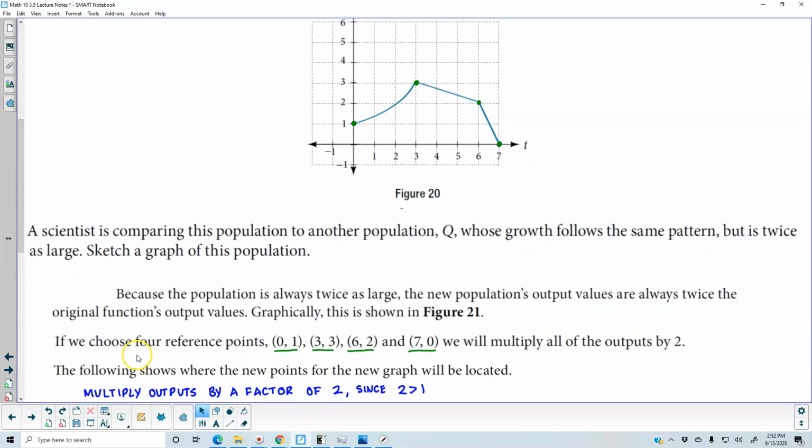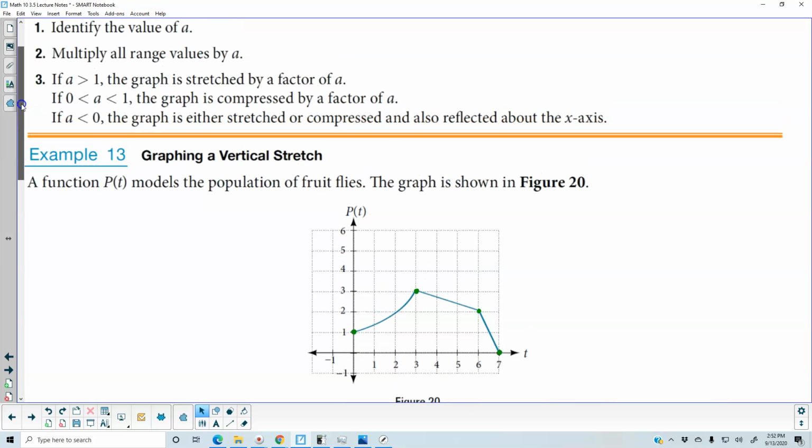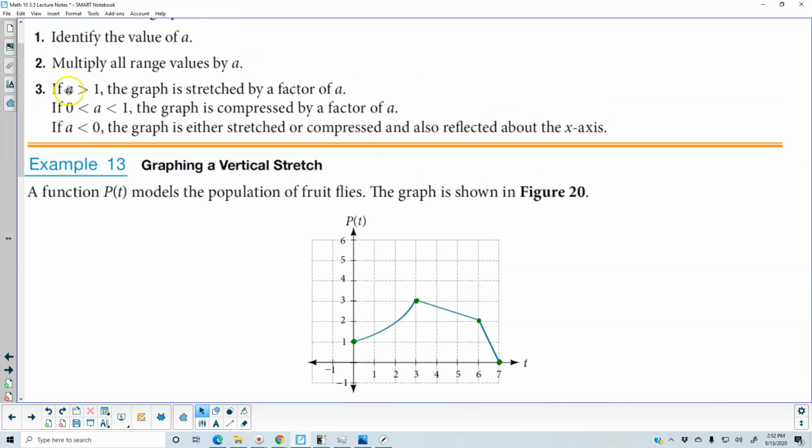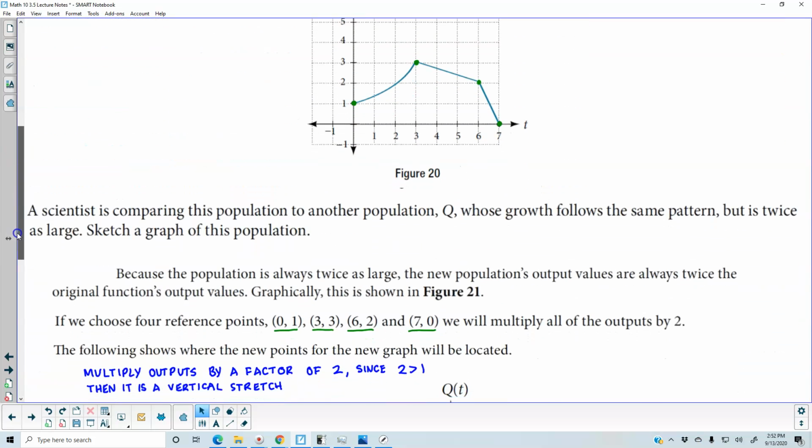Now, if we choose 4 reference points, which we had already discussed here, (0, 1), (3, 3), (6, 2), and (7, 0), we're going to multiply all of the outputs by 2, since we're multiplying by twice as large. Now, twice as large comes back up to number 3. We can see that that number is 2, which is greater than 1. So, therefore, the graph is going to be stretched by that factor of 2.